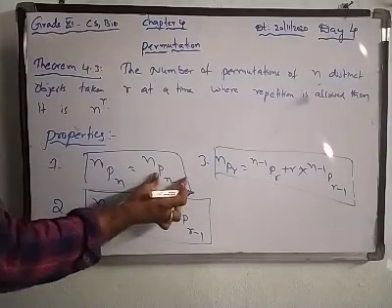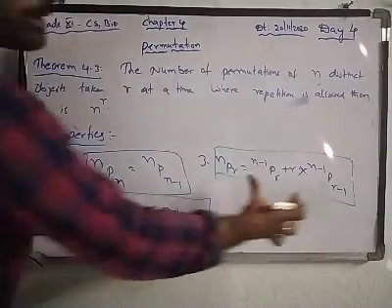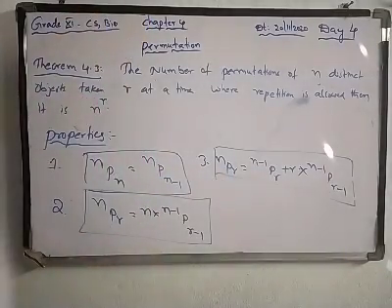If we take and derive this, we are going to get n factorial. This also we are going to get as nPr. This also, if we derive, we are going to get as nPr.